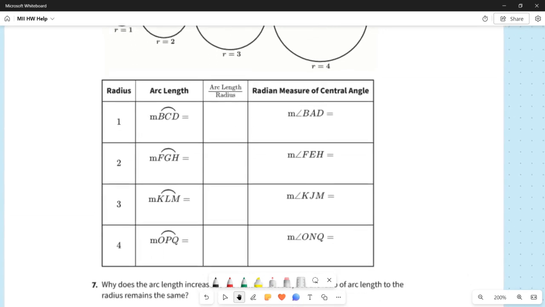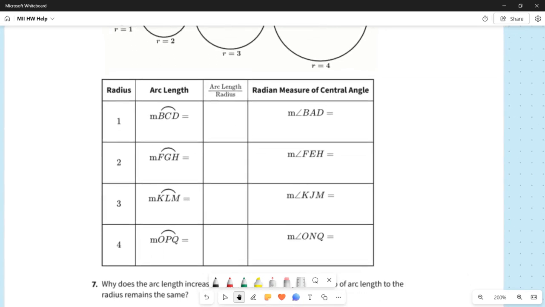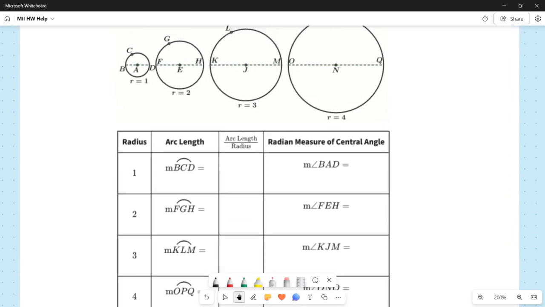And looking at our second column, what we have to do is determine the arc length, looking at the smallest circle here. So we're looking for the arc length of BCD. So we're looking for the length of that guy right there. All right. Now, as we've seen multiple times here, I'll do this on the left.